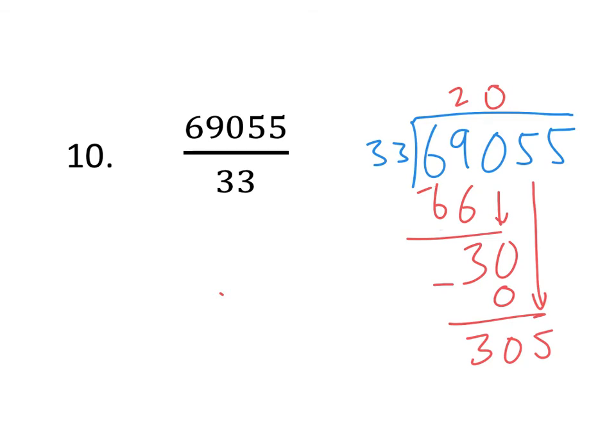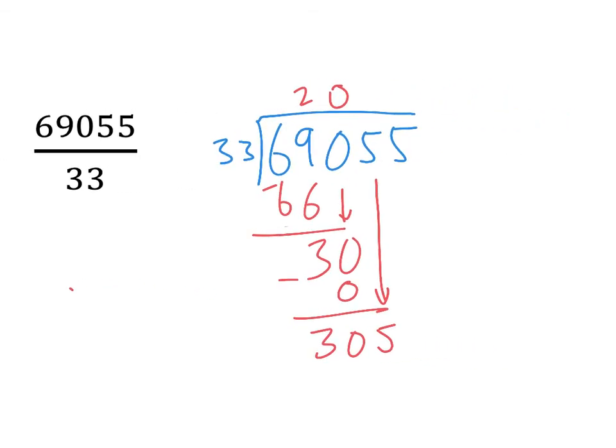Okay. And does 33 go into 305? Well, 10 times 33 is 330. So 10 is too much. Let's try 9. So we try 9.